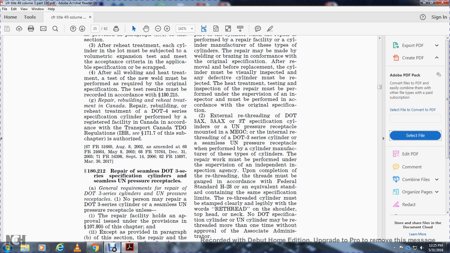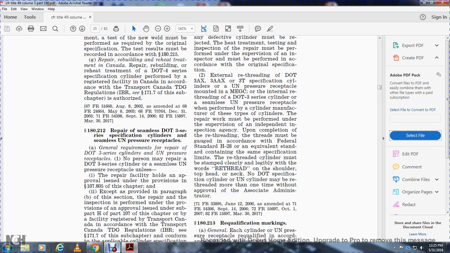External rethreading of 3AX, 3AAX, and 3T specification cylinders or UN pressure receptacles mounted with the MEGC, and internal rethreading of the 3 series cylinders, must be performed under the supervision of an independent inspection agency. Upon completion of the rethreading, the threads must be standard in accordance with federal standard H28 or an equivalent standard. The rethreaded cylinder must be stamped clearly legible with the words "reheat rethreaded" on the shoulder, top of the head, or neck. No specification cylinder or UN cylinder may be rethreaded more than one time without approval of the associate administrator.